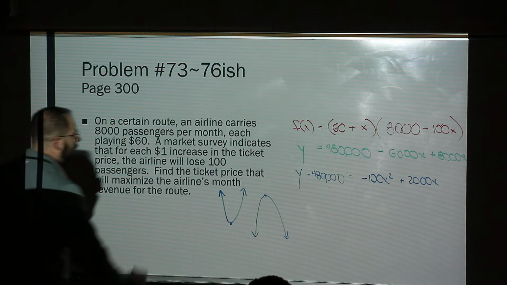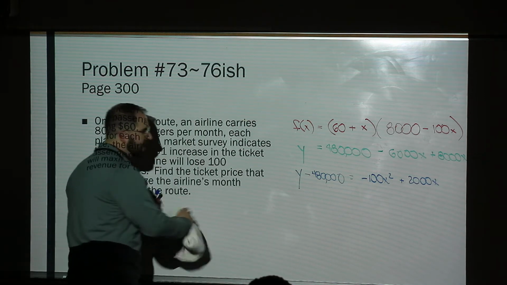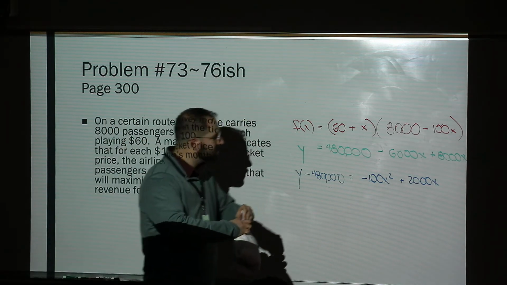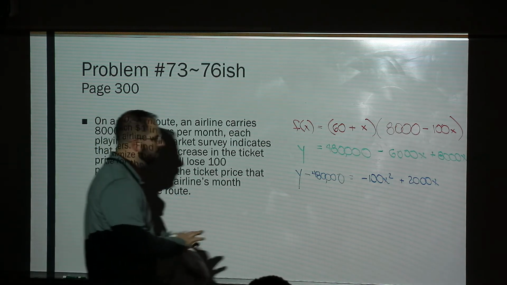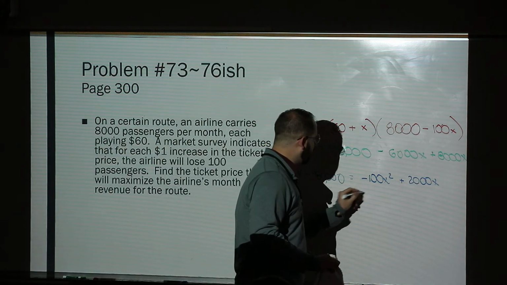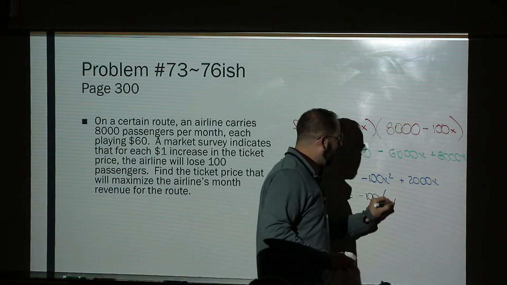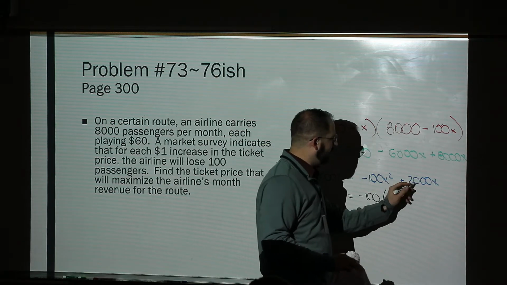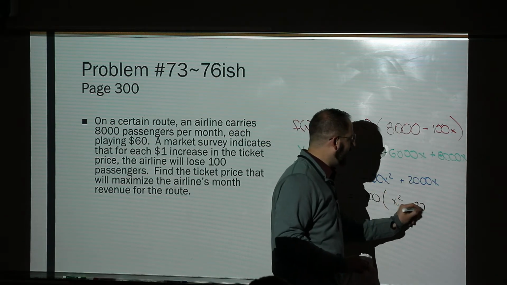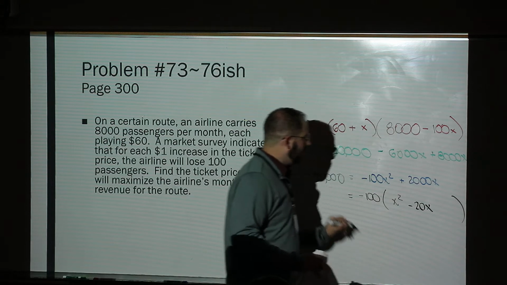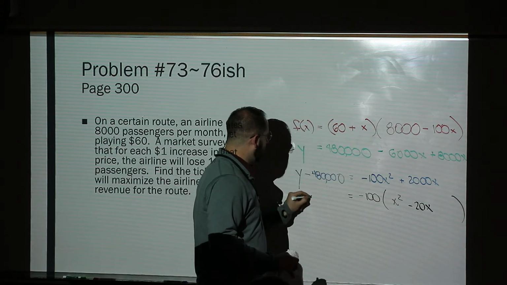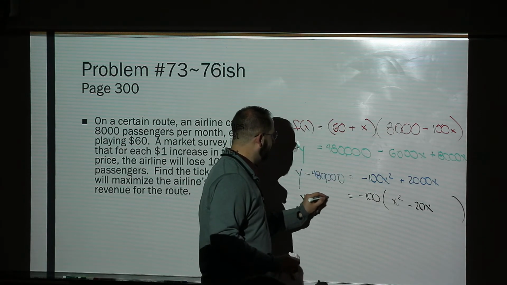Alright, now we have to factor out the stuff here. Because I don't have the x squared by itself, there's a negative 100 out front. So if I factor out the negative 100, this will be x squared. If I divide 2,000x by negative 100, that's negative 20x. And over here, I'm just going to leave this negative 480,000 alone.